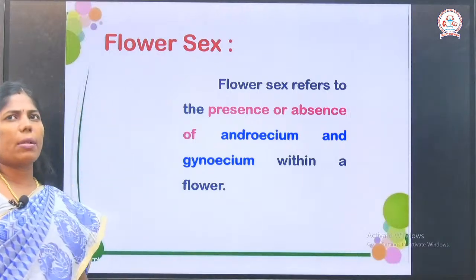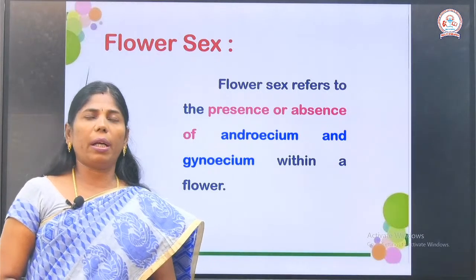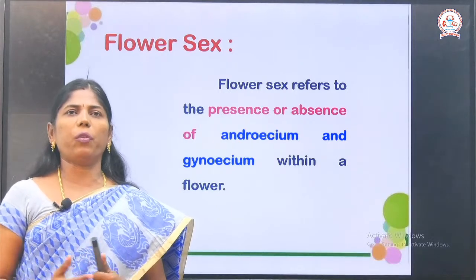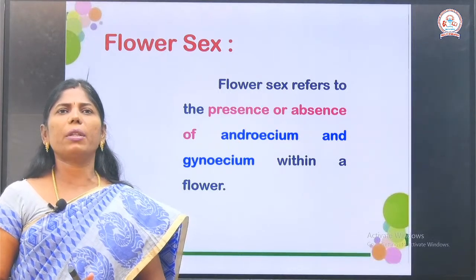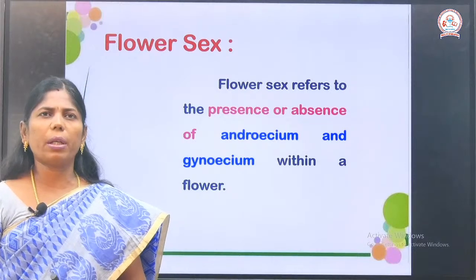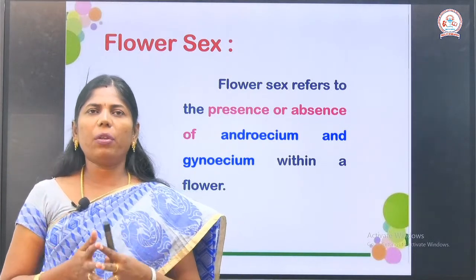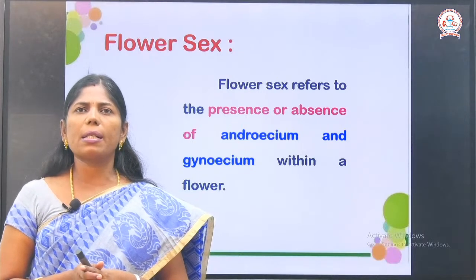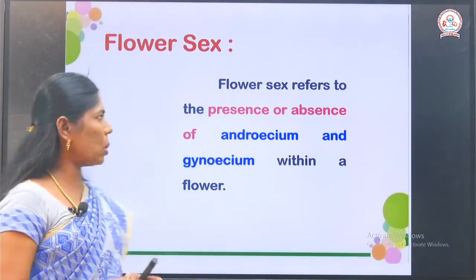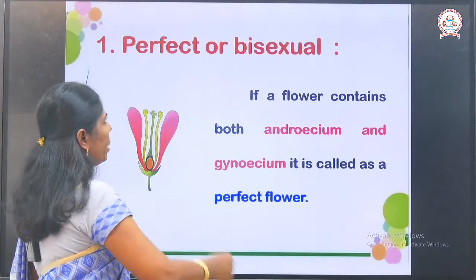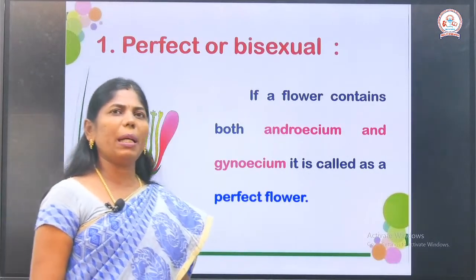Next, flower sex. How can we identify whether this is a male or female flower? Because of the presence and absence of the androecium and gynoecium. If the androecium is present, that is a male flower. If the gynoecium is present, that is considered a female flower. Based on the presence and absence of the androecium and gynoecium, we say it is male or female.